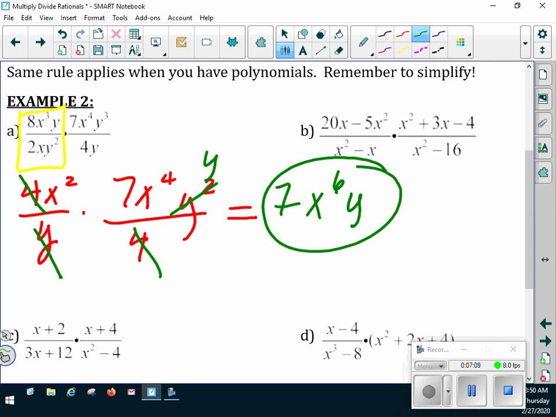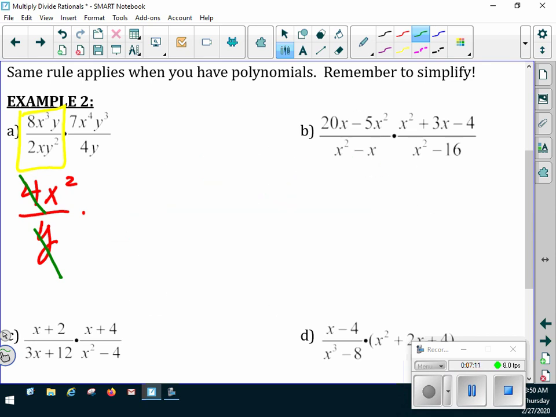Let's look at B. Look at that first numerator. How many terms do you see? 2, so it's called a binomial. Good. The denominator is a trinomial. Just reviewing the words. Now, when you have binomials and trinomials, the first thing we're going to do, by golly, is factor.